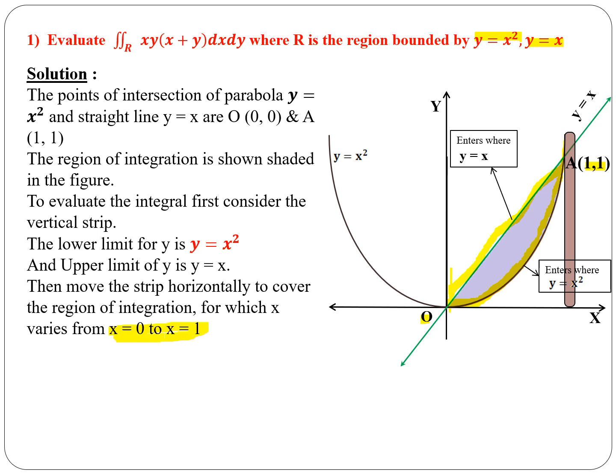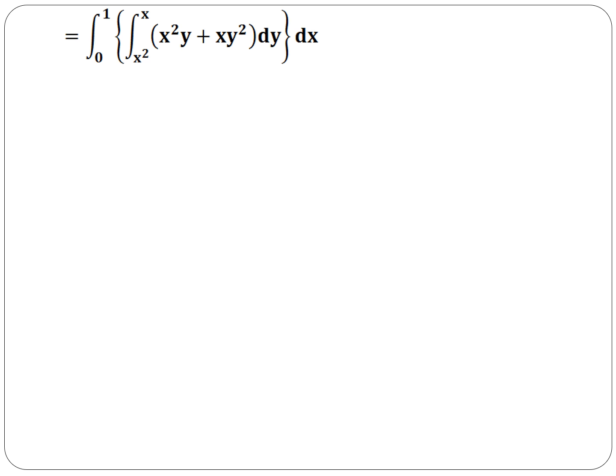Now we will put this limit of y, that is the lower limit, that is the upper limit, and the x limit lower is 0 and upper is 1. Then we will get the integration like 0 to 1, x square to x, xy, x plus y, dx, dy. Now we want to solve it. Then how will we solve it?